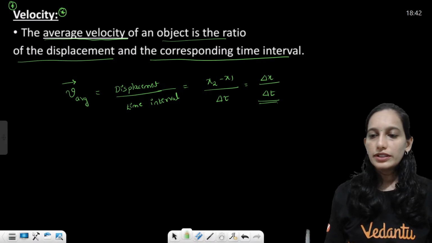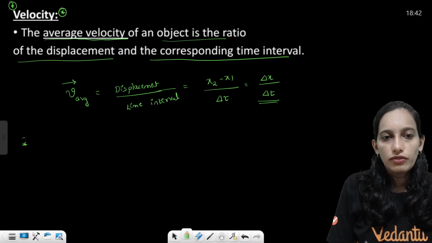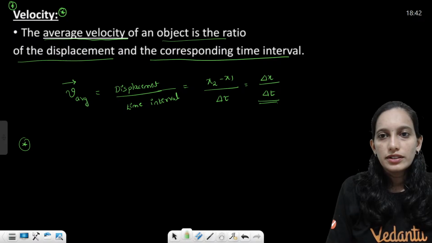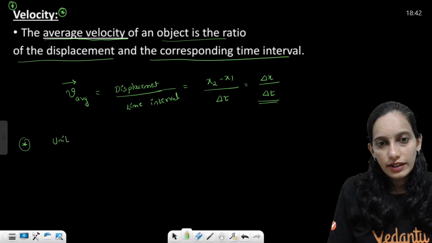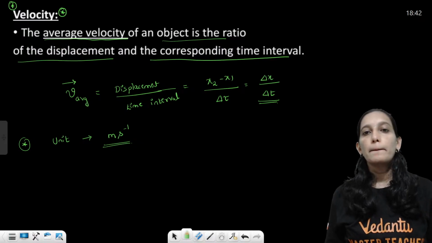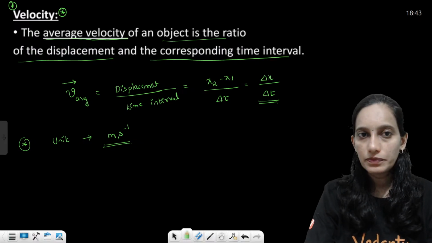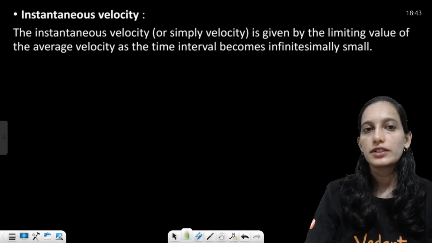Okay, so the next thing is, what might be the unit of velocity? Displacement by time kind of a thing, right? So we can say the SI unit for this will be meter per second or meter second minus 1. Okay, so this is how we define average velocity.